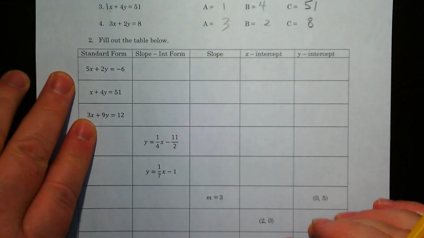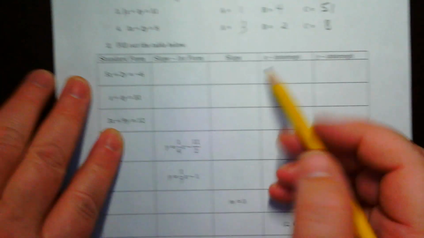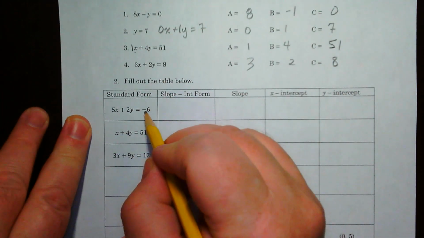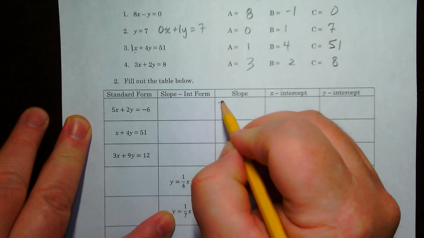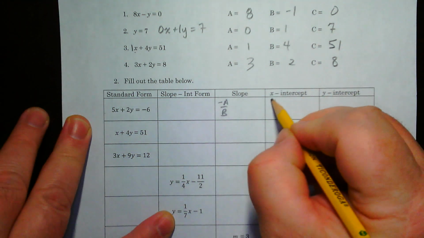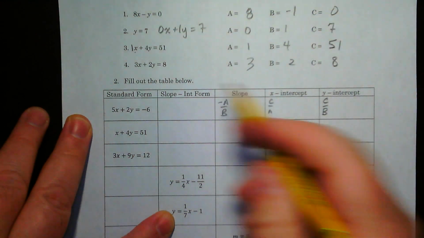Alright, now here's where it gets a little tricky. We're going to have to figure out what all these things right here are. If you remember, for standard form, slope is always negative a over b. The x-intercept is c over a, and the y-intercept is c over b. So that's our shortcut.